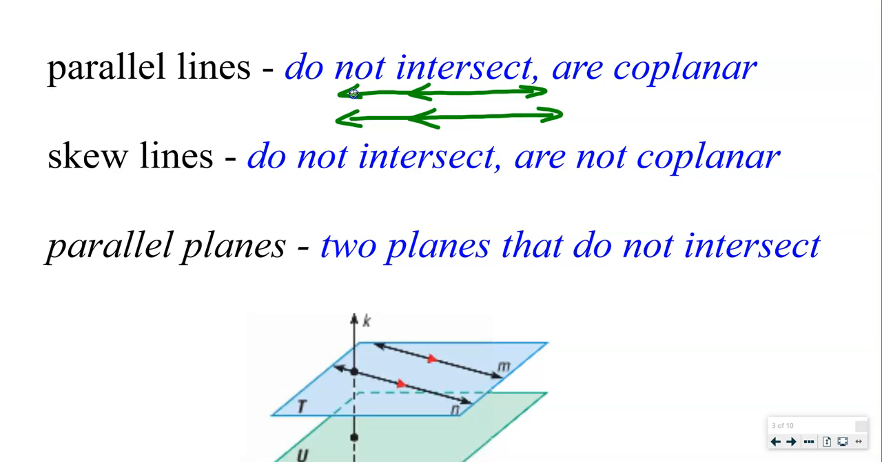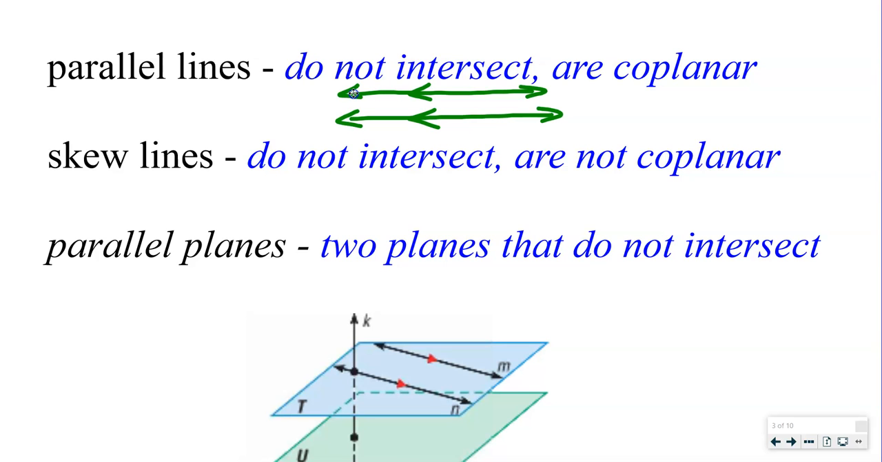So skew lines, and I'm not even going to try and draw that. Can't really do it in 2 dimensions. But think of that telephone pole next to a road. Those would be skew lines. Parallel planes are 2 planes that do not intersect.